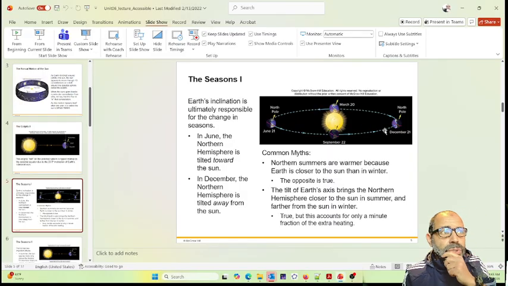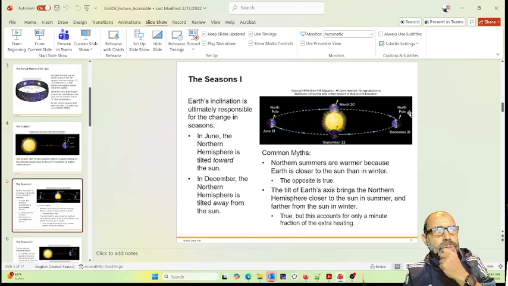As the Earth goes around the sun, let's say we're starting from December, we move to March, June, September, and we complete the full cycle back to December. The tilt is always pointing toward Polaris in all of these times. And you will notice that in December, the northern hemisphere is pointing away from the sun.